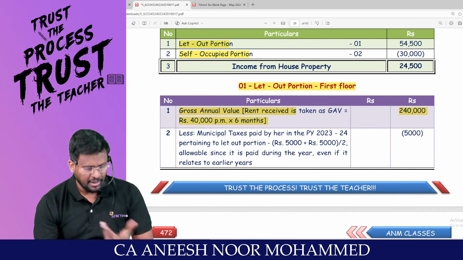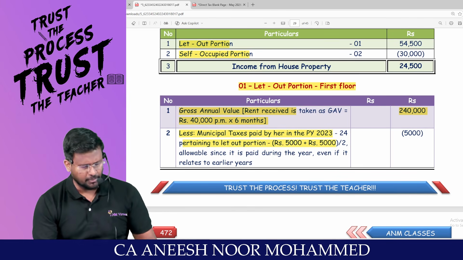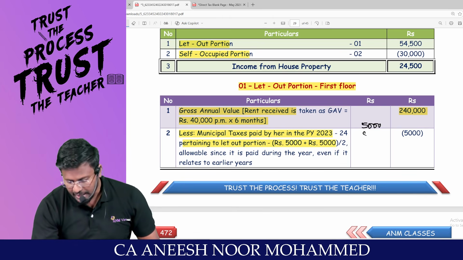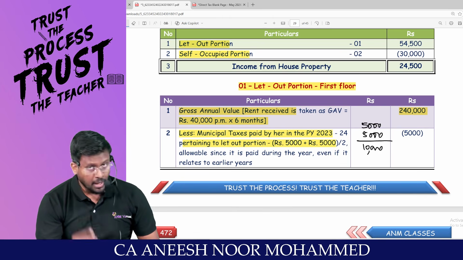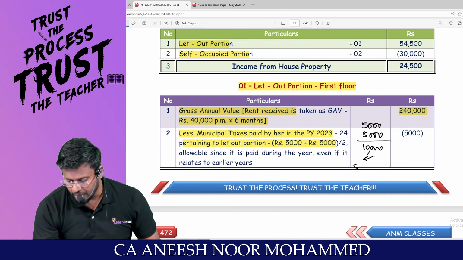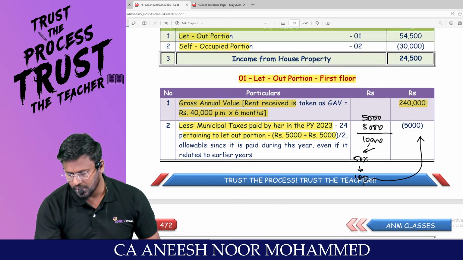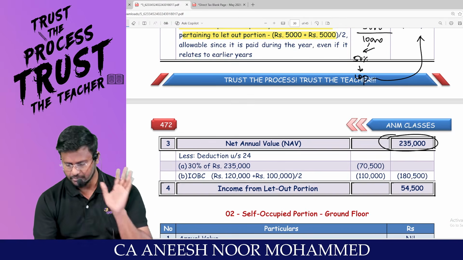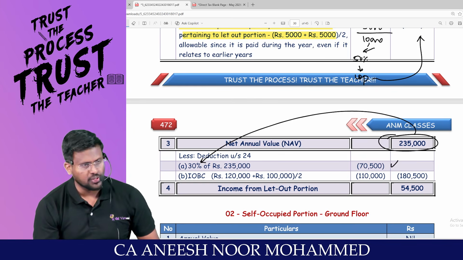Am I right? Less LT bar MT paid by the owner. My dear lovable students, last year's 5,000 paid in the current year. Current year 5,000 paid in the current year. Total 10,000 paid. Out of that 10,000, 50% is for let out portion. So 5,000 can be claimed as a reduction. The NAV will be 2,35,000. On that claim 30%, which comes to 70,500.